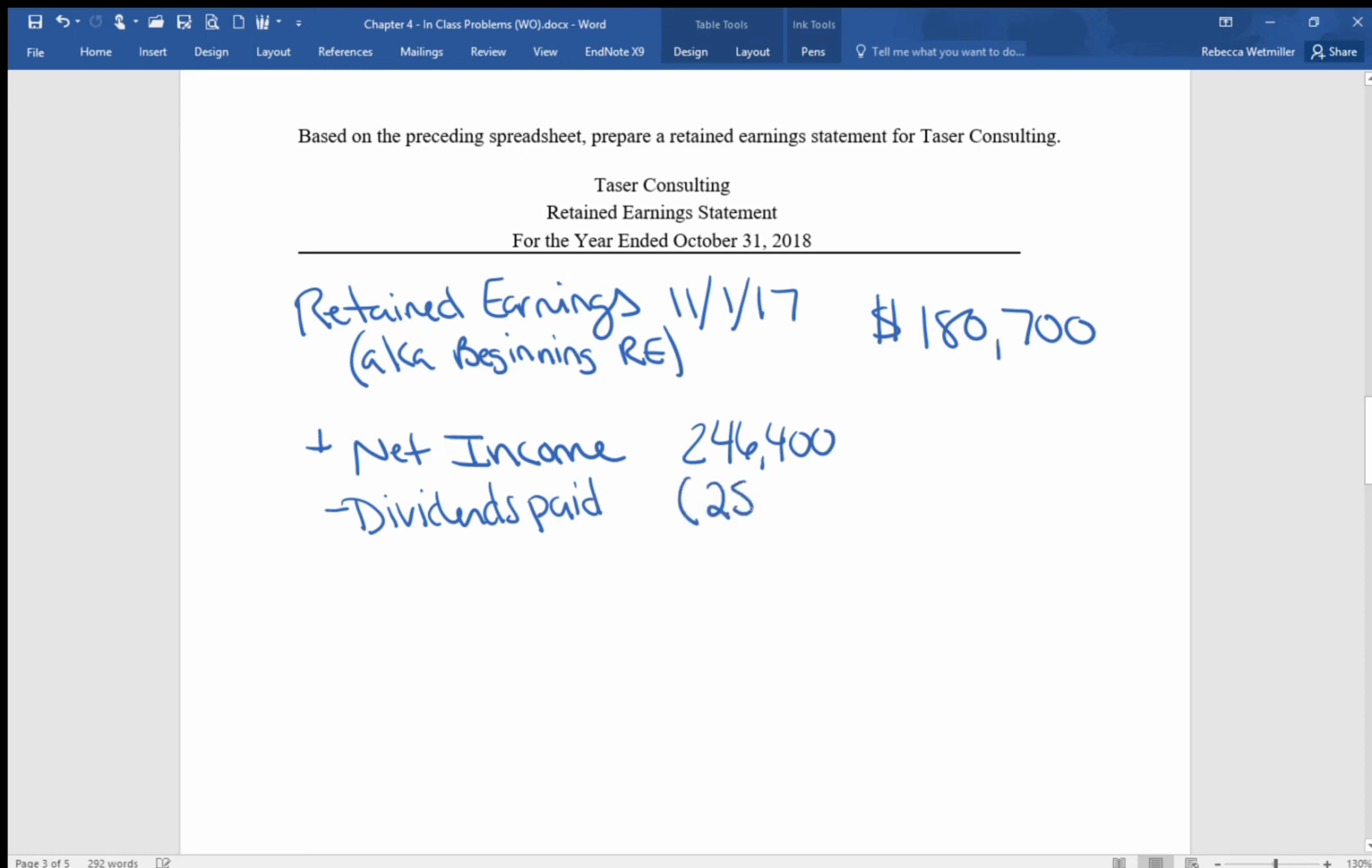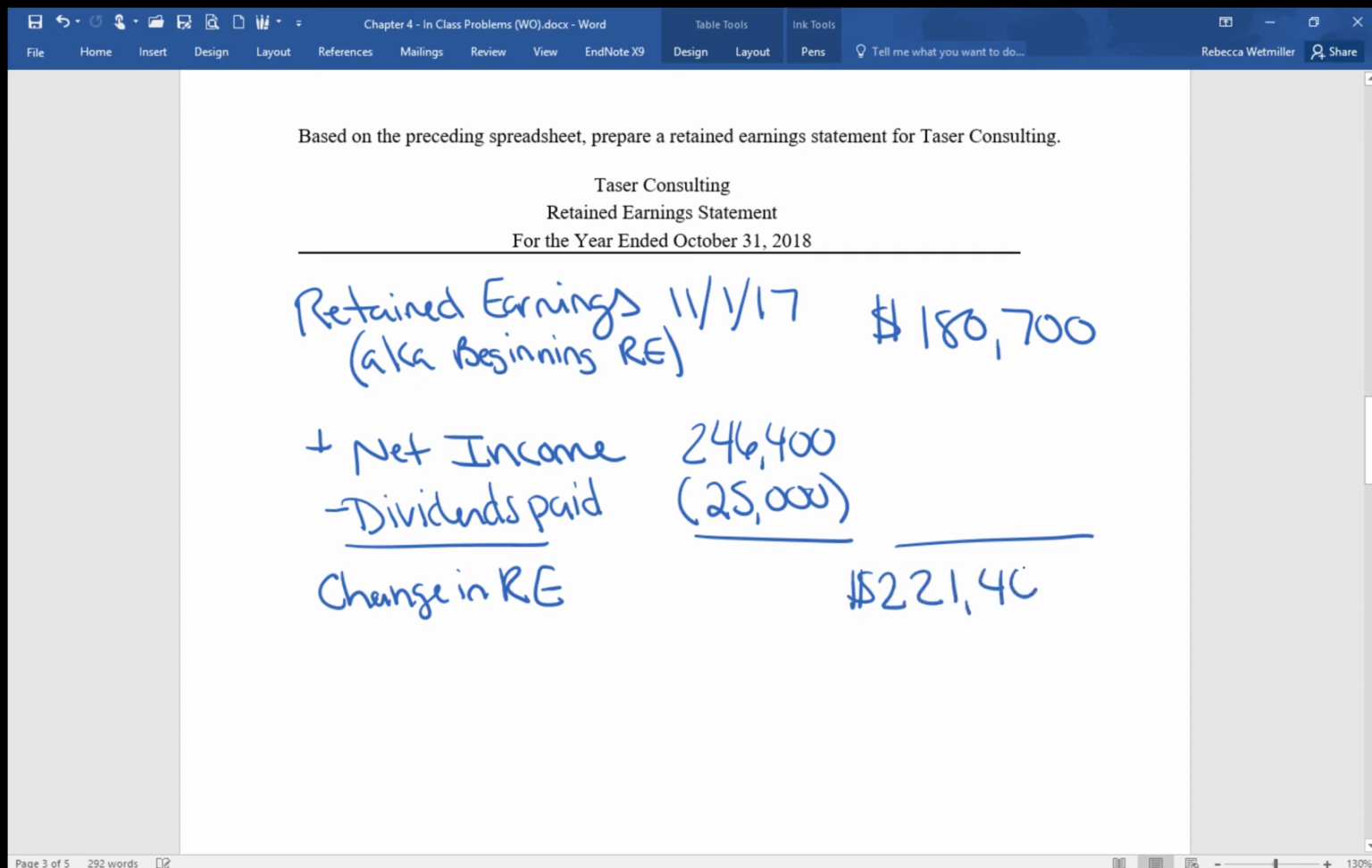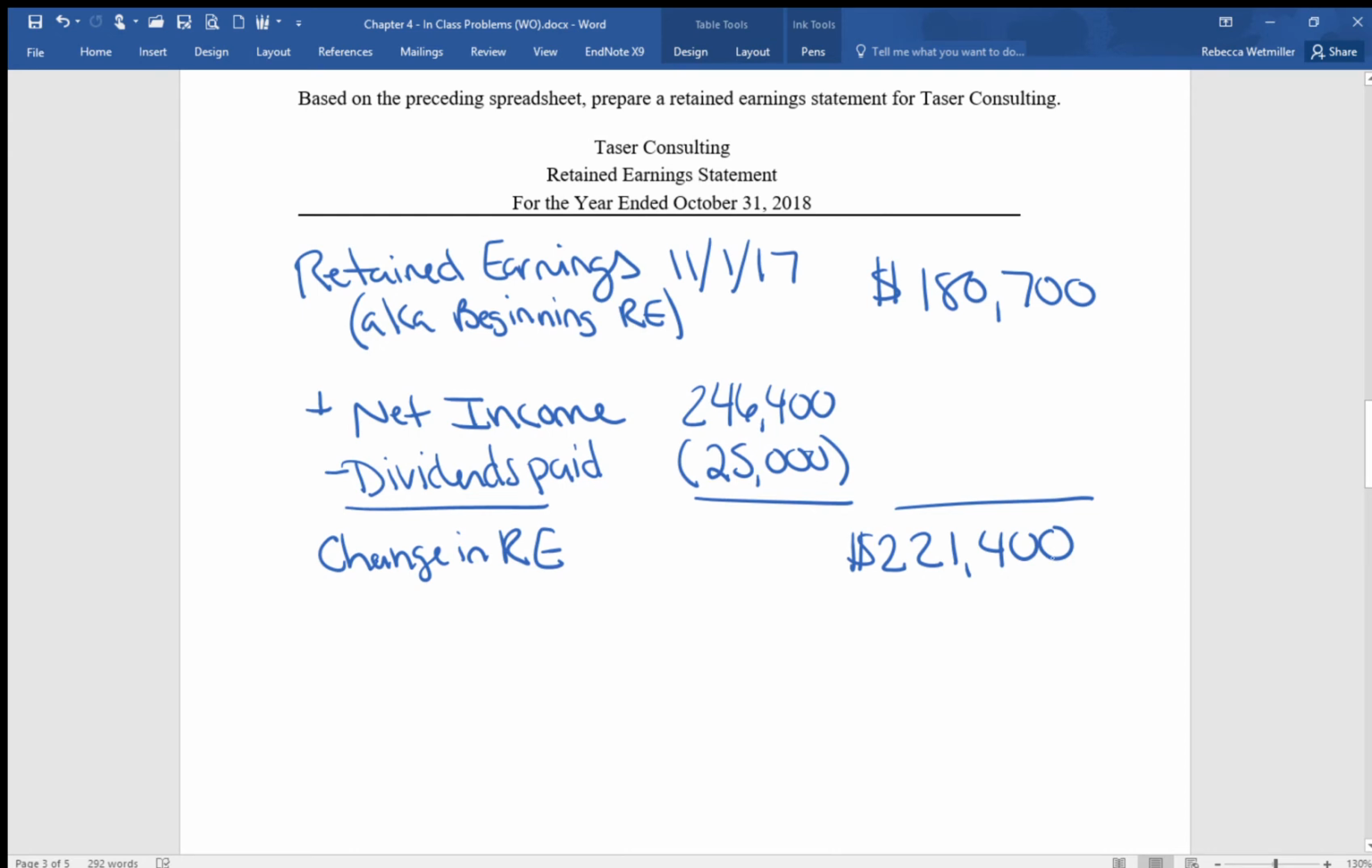In this case, we paid dividends of $25,000. So if we combine those two, we have a change in our retained earnings of $221,400. It's an overall increase because we had a large net income for the year. So if we do our beginning plus our net income minus our dividends, that gives us our ending retained earnings.